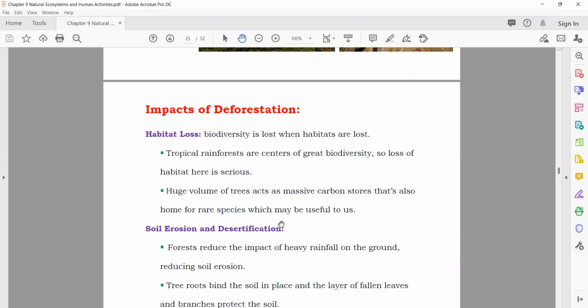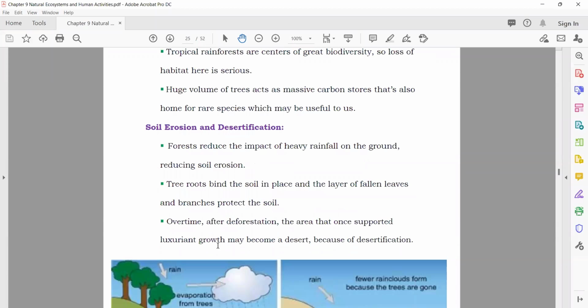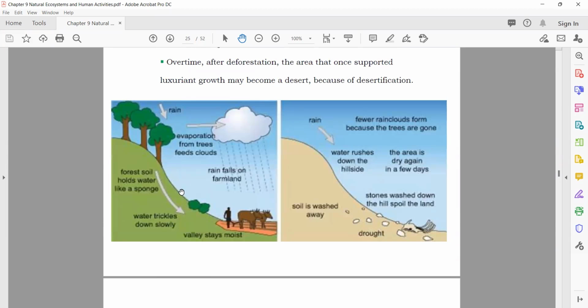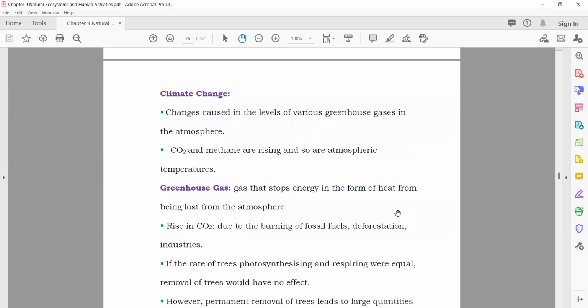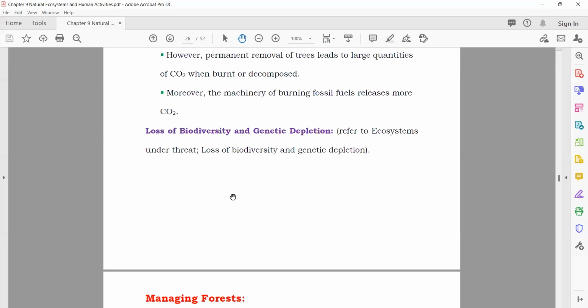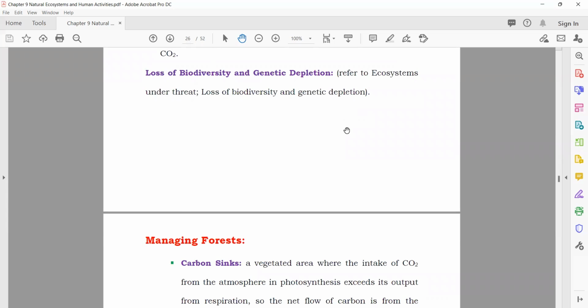After that, you have soil erosion and desertification. If you cut the trees, there are chances of soil erosion and desertification. Desertification means that some agricultural land or green land will convert into a desert. Climate change: the climate also changes due to different reasons. Greenhouse gases become more, and again the loss of biodiversity.